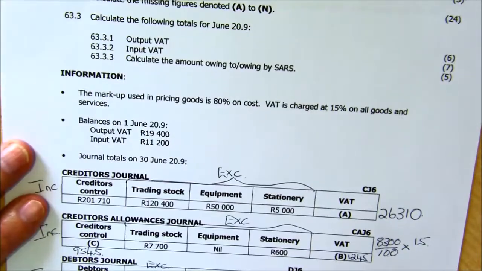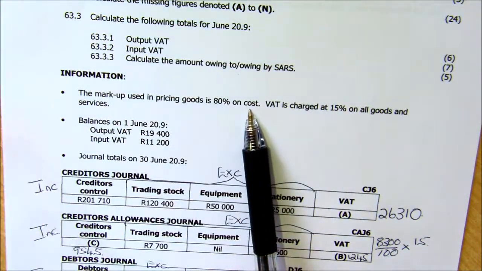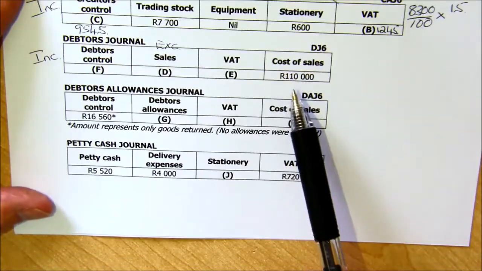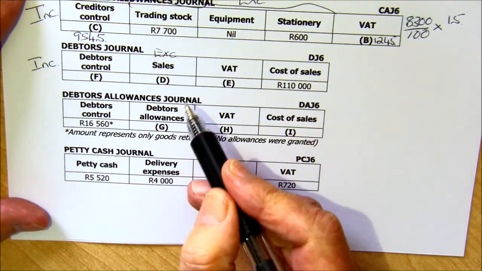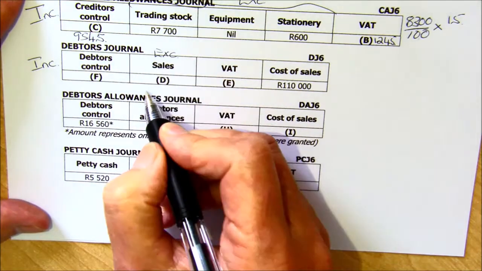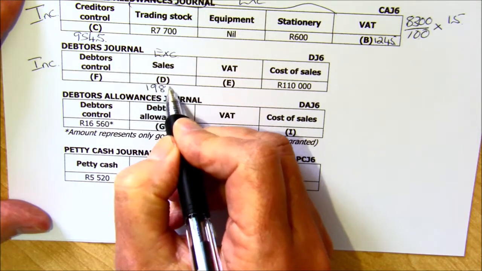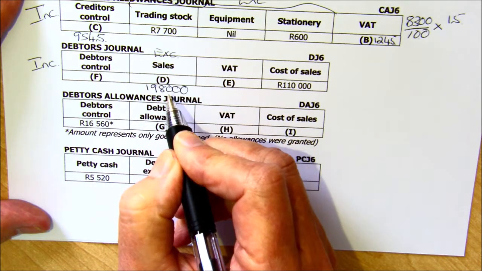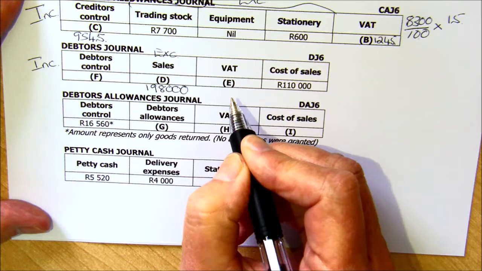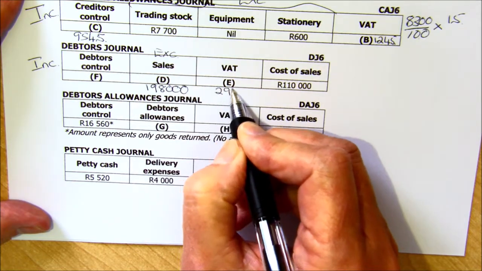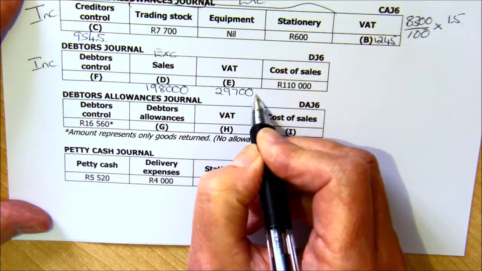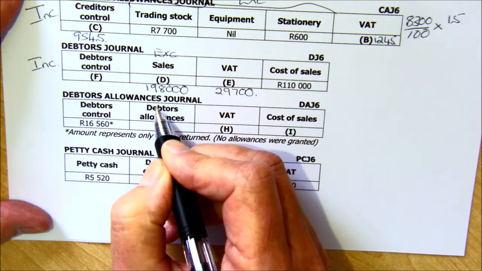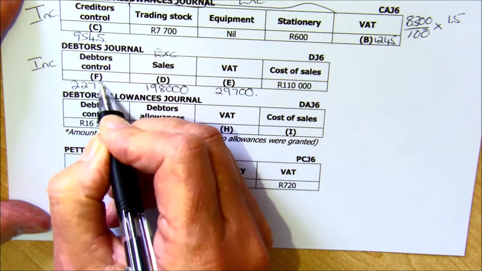And they did tell you at the beginning that there's a markup of 80%. Now that's an old calculation to you. So your cost of sales times 180%, and you could get your sales figure of 198,000. That's now the exclusive figure, so find 15% of it, which will be your VAT figure of 29,700, and add those two together, 227,700.